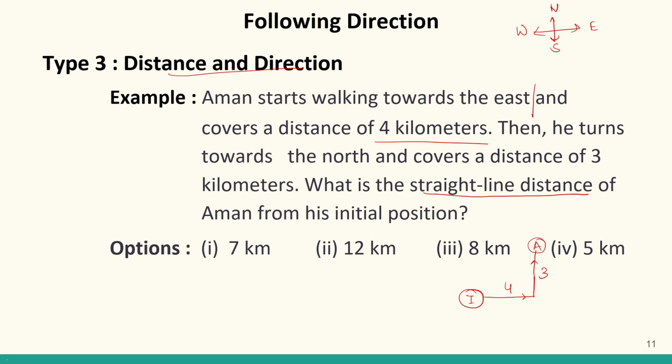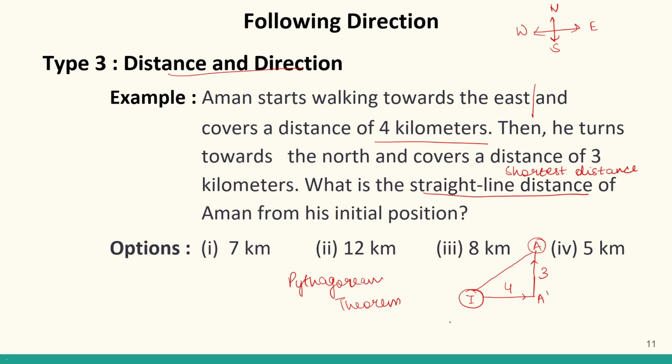He started from here and reached here. Straight line distance basically means the shortest distance. This is the other word. So in a question, if you see you have to find the straight line distance, that means you have to find the shortest distance. So if you have to find the shortest distance, we just discussed it, right? We use the concept of Pythagorean or Pythagoras theorem.